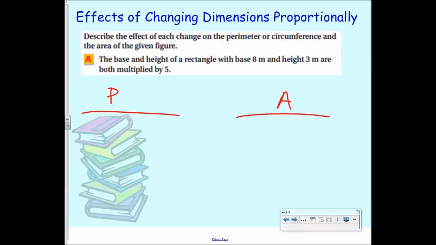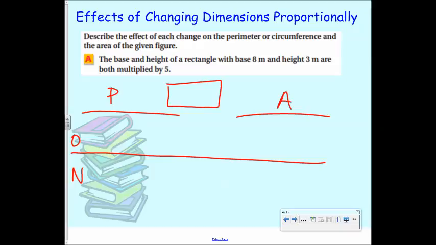The base and height of a rectangle with a base 8 and a height 3 are multiplied by 5. So what's the first thing I need to do? Find the original. Even before I try to find the original, I'm going to draw a picture of it because it helps me visualize. So I've got a rectangle with a base of 8 and a height of 3.